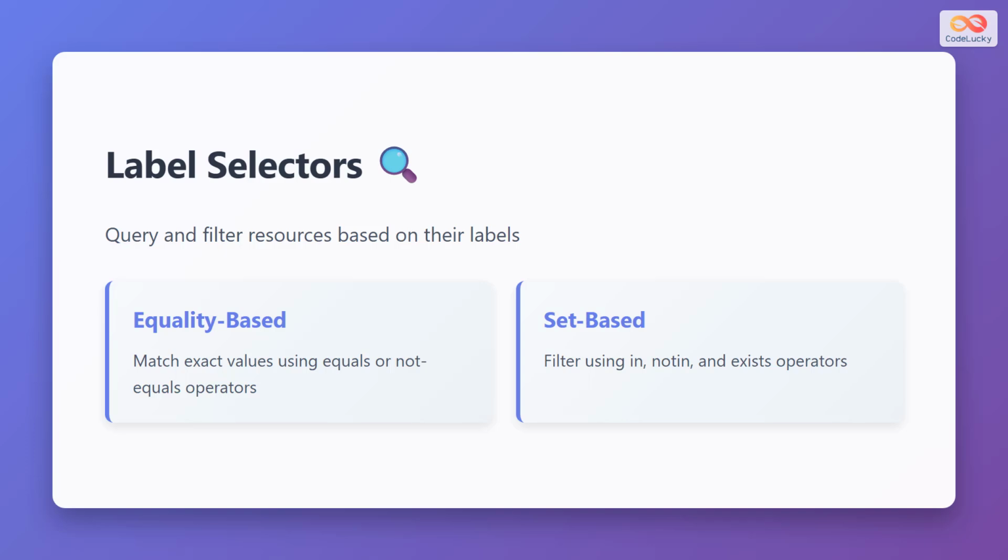Label selectors allow you to query and filter resources based on their labels. They're essential tools for finding specific resources in your cluster. There are 2 main types of selectors. Equality-based selectors match exact values using equals or not equals operators. They're straightforward and commonly used for simple filtering. Set-based selectors are more flexible and use operators like in, not in, and exists. These let you filter resources based on whether a label's value belongs to a specific set of values.